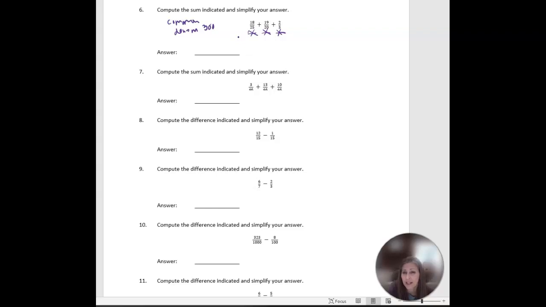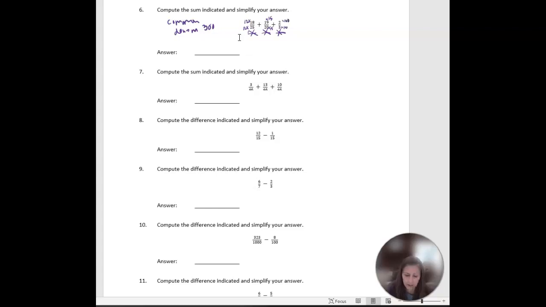So, okay, 25 goes into 100 4 times. 4 times 3 is 12. So this needs to be multiplied by 12, top and bottom. 20 goes into 100 5 times. 5 times 3 is 15. So this needs to be multiplied by 15, top and bottom. And 3 goes into 300 100 times. So this will be multiplied by 100.